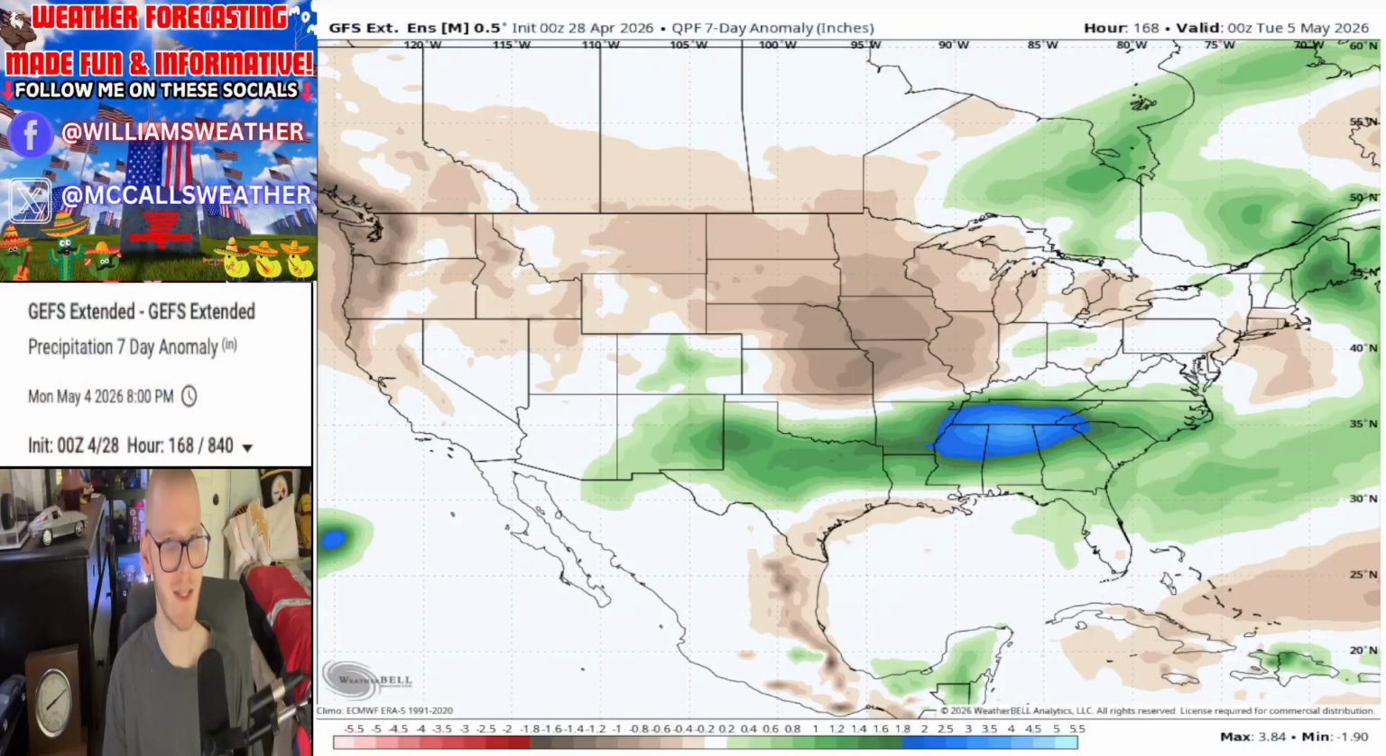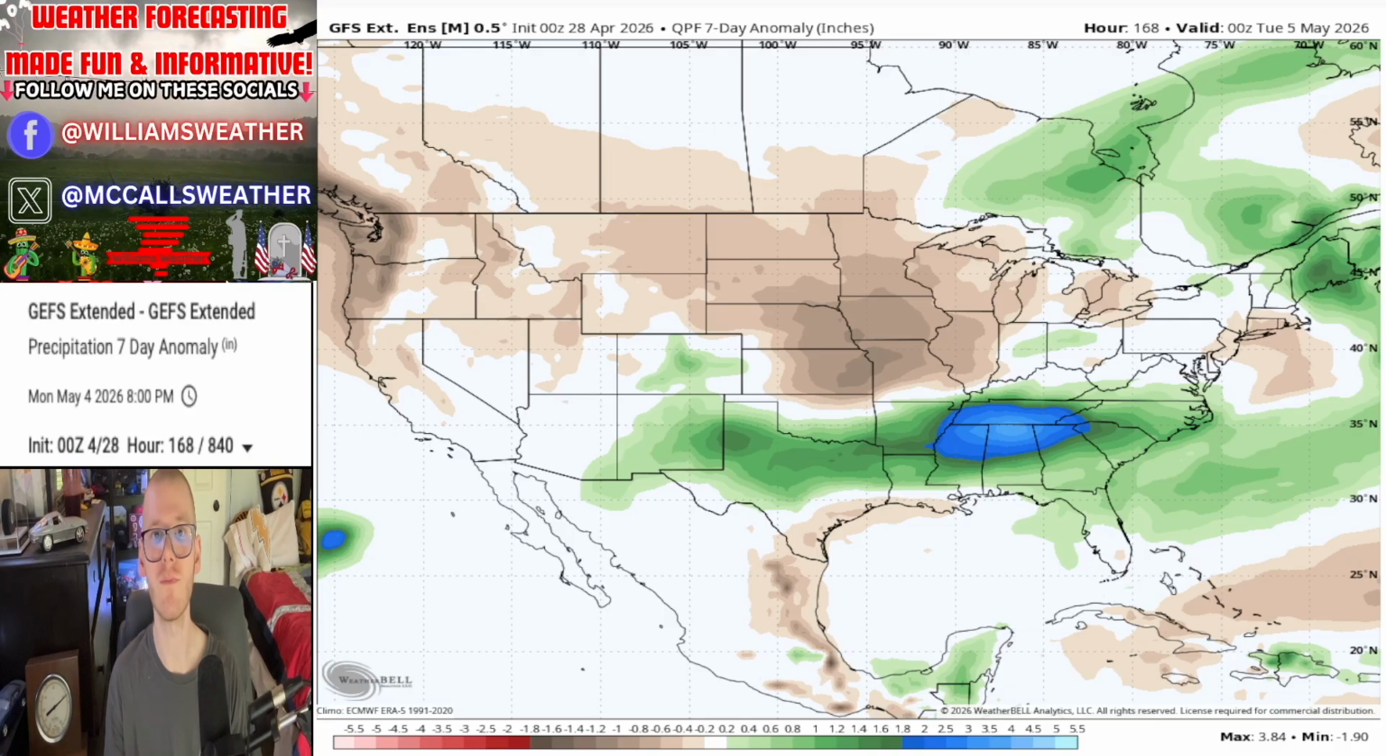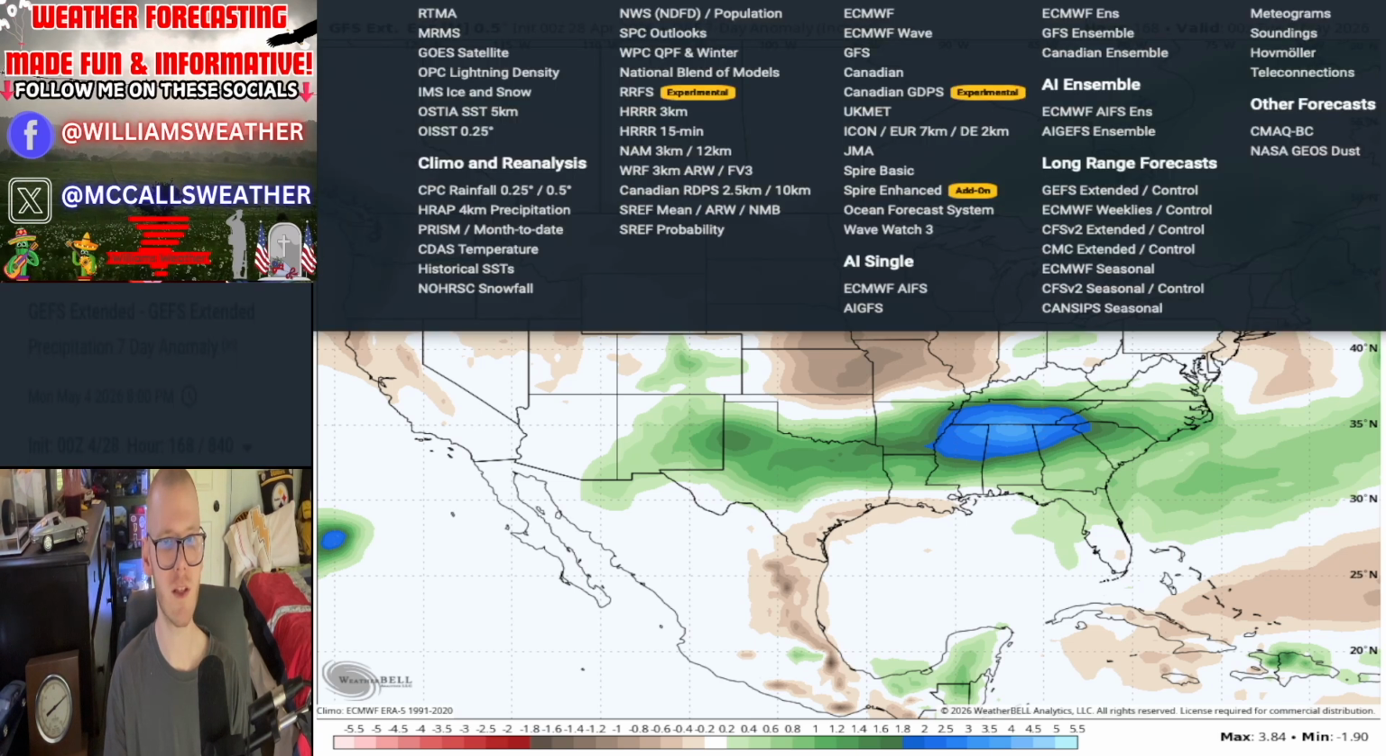So let's go ahead and get started here on the model guidance, and then we'll get into the expert guidance and my thoughts and even a bold prediction on what we could expect for the month ahead. To take a look at what we could expect, we're going to look at all of the long-range forecast models. We're going to take a look at the GEFS extended, Euro weeklies, CFSv2 extended, and CMC extended.